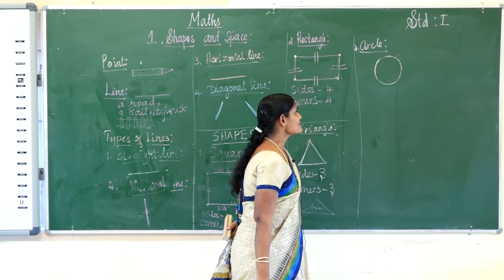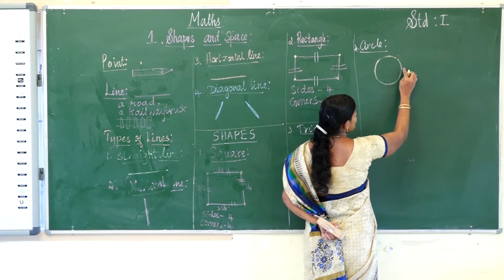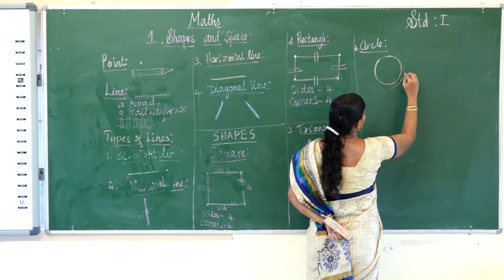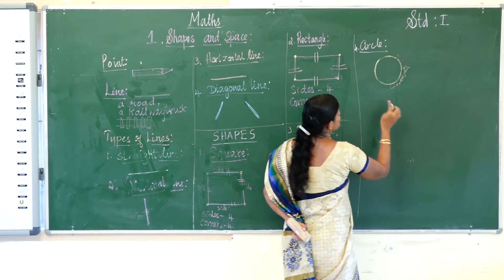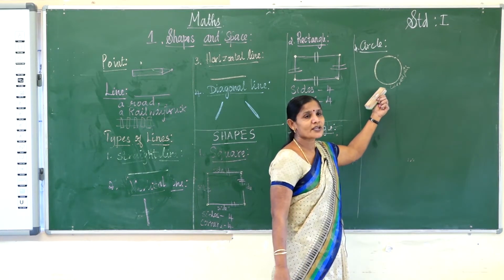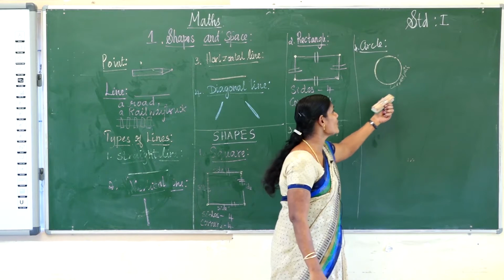So this path is a curved path. This is the curved path. Okay, this is the curved path. So this is the circle. Are there any lines? No. So here no lines. The curved path is there.